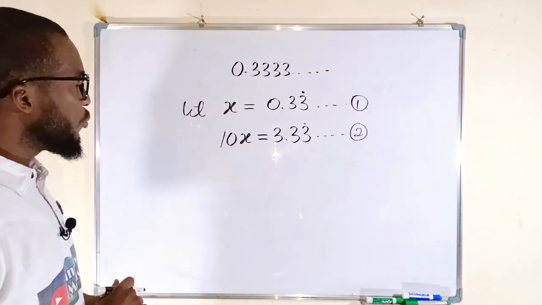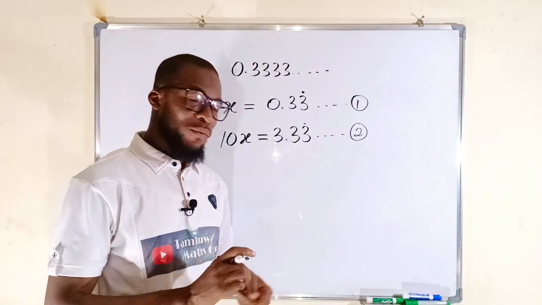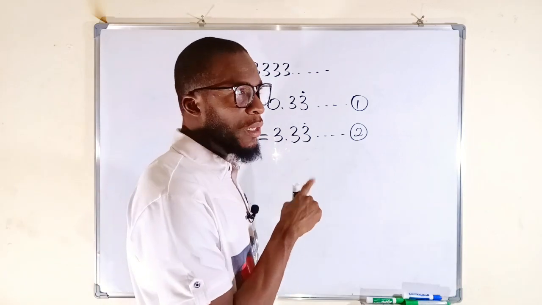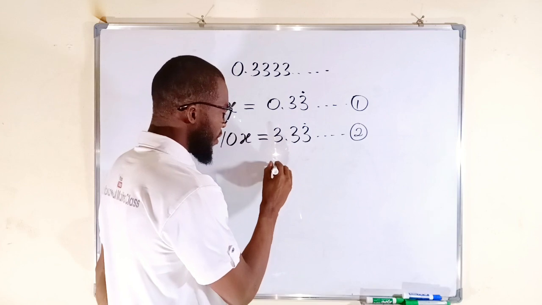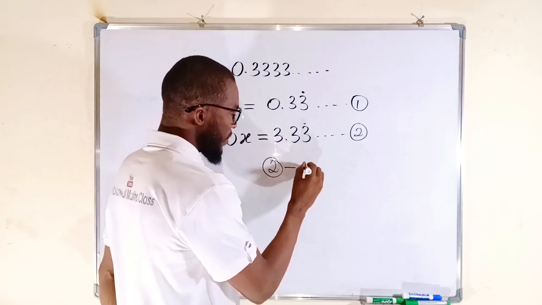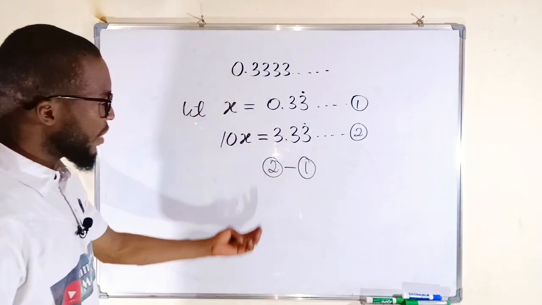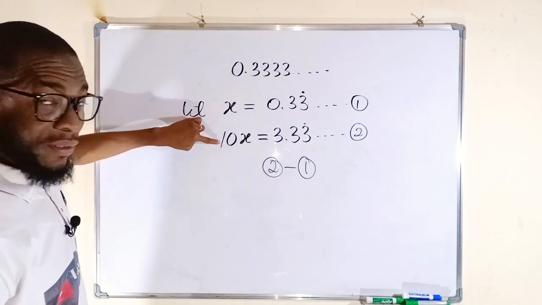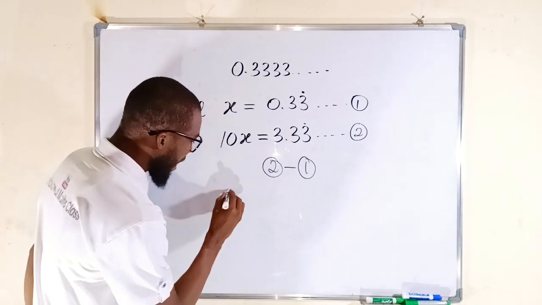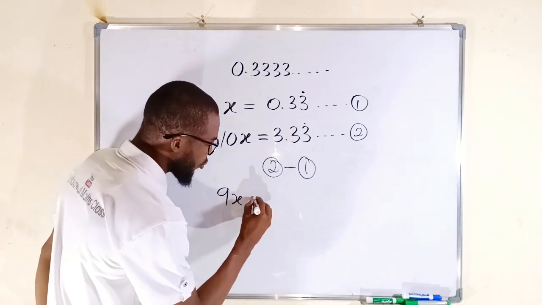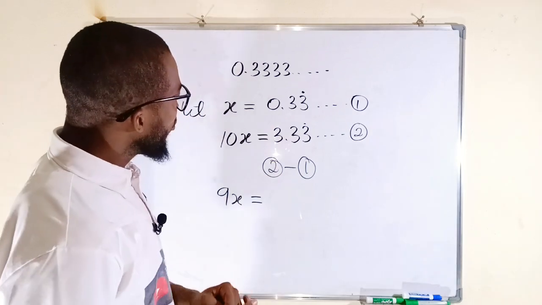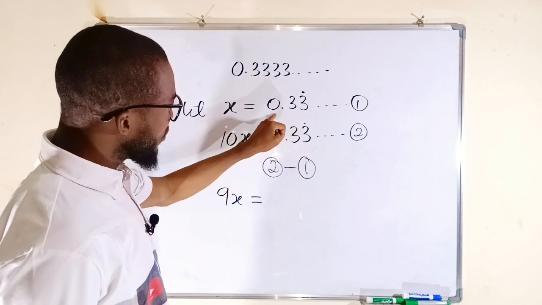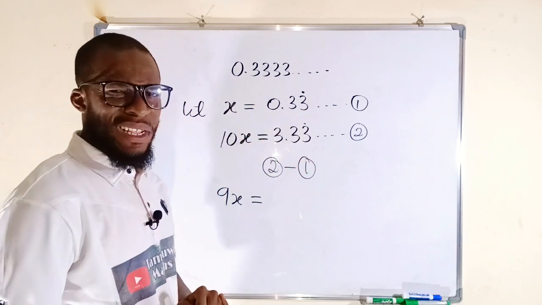If you observe, equation 2 is greater than equation 1 because we have multiplied by 10. So let me take away equation 1 from equation 2. So we say equation 2 minus equation 1. Let me start from the left-hand side. 10x minus x will give us what? 9x. Let's move to the other side. 3.33 minus 0.33 will just give us 3, right?